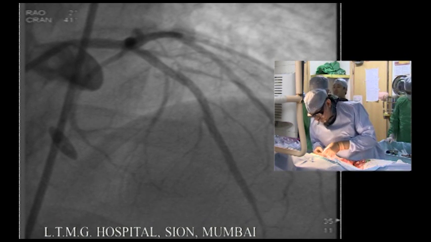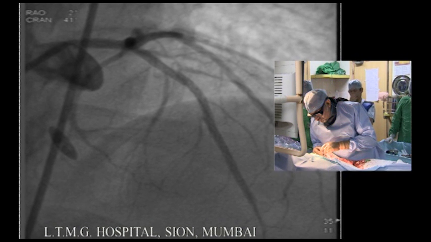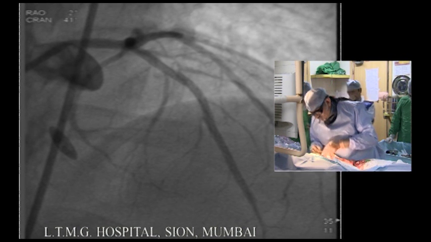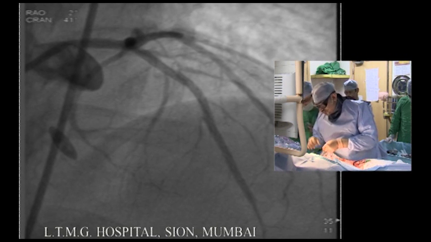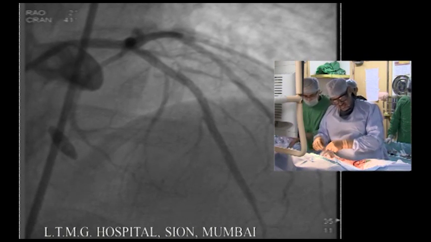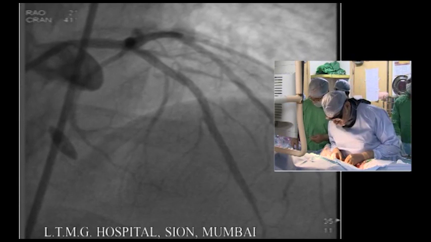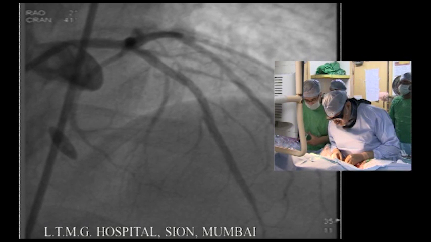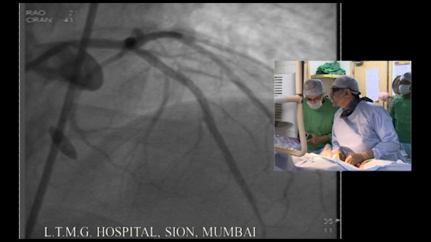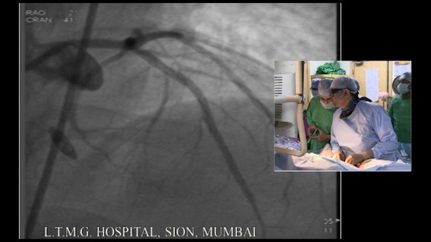The ostial LAD is also a little concerning. I mean, not hugely concerning, but I would use IVUS or OCT. Flush. My one suggestion is that when you look at the RAO view, you can see there is some residual stenosis before the stent, at the ostial LAD. So that's what I was suggesting, that we should do IVUS or OCT to place the stent in the right spot.